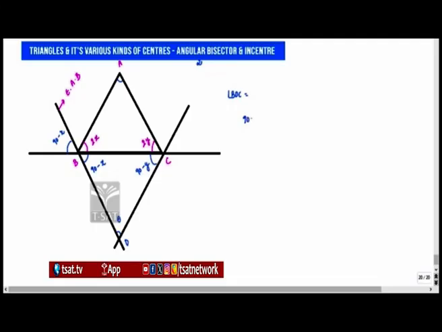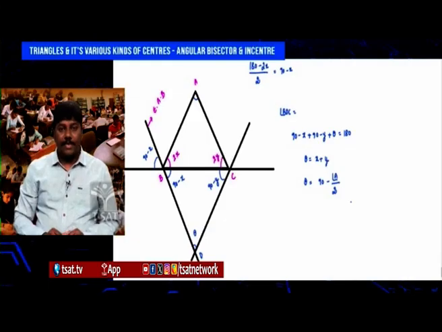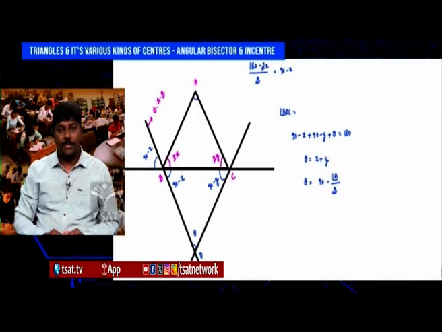So in this triangle, 90 minus x plus 90 minus y plus theta is equal to 180. 180 cancels, theta is equal to x plus y. We know x plus y is equal to 90 minus angle A by 2. So the angle formed when two external angular bisectors meet is 90 minus A by 2. We have seen when two internal bisectors meet, it is 90 plus A by 2.